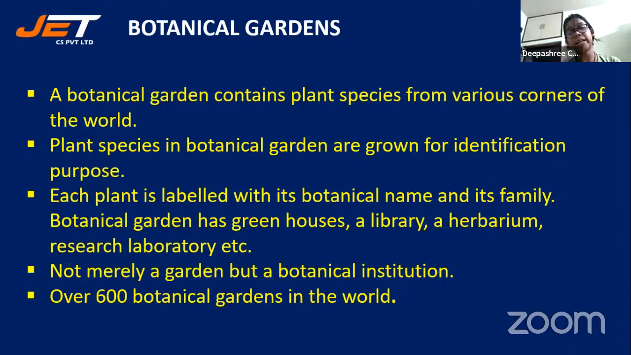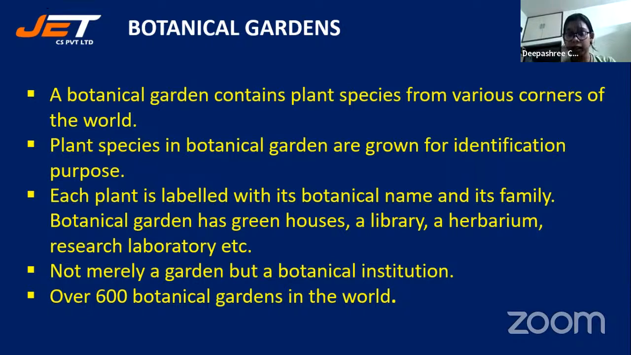Because in olden days there were no such things as Google. Today you can just see a plant, scan it with Google, and obviously you can know that okay, this plant is this. Google can help you. So a botanical garden may seem useless in today's world, but think of those times, when there were gardens grown for identification. Each plant is labeled with its botanical name and its family, and it is not merely a garden but a botanical institution.